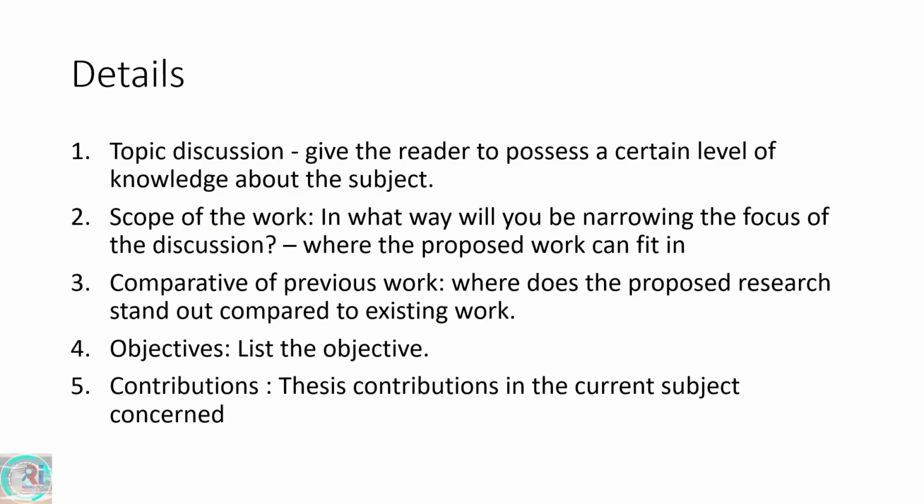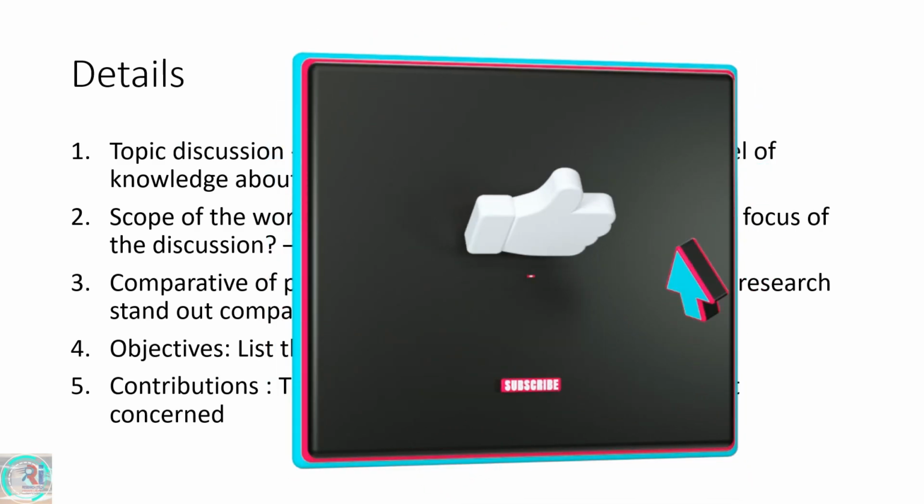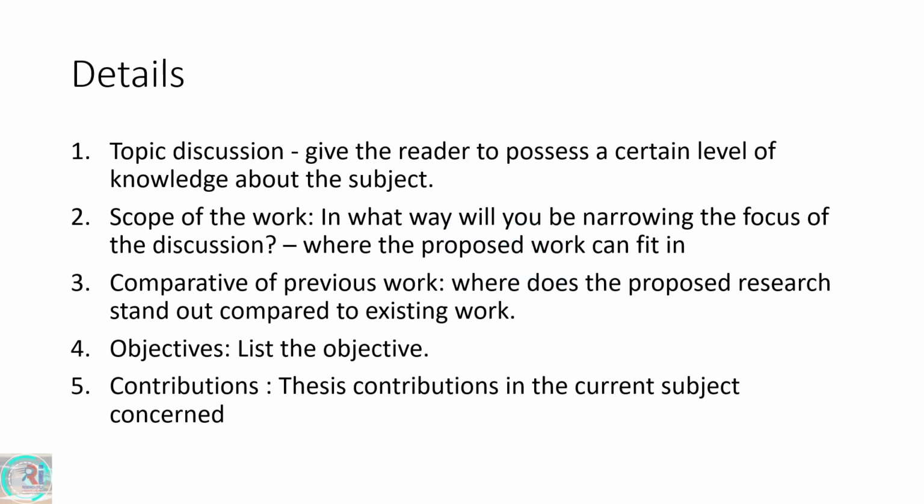So, topic discussion. Consider if the reader is from outside your domain. Consider you have been working on a machine learning project. If the reader is not from a CS or EC background, or does not know what exactly machine learning means, then in the first few pages you need to give the reader information on what exactly you have been working on. That information should be at a basic level. Even if he does not know the subject or domain, he needs to understand what exactly the research scholar is doing with their research work. That is topic discussion. Next, scope of the work: where exactly your proposed work is going to fit.